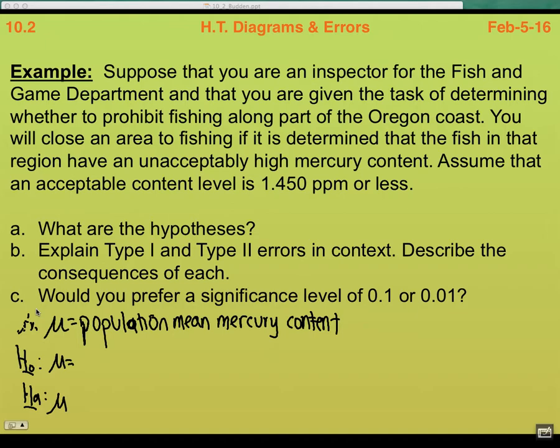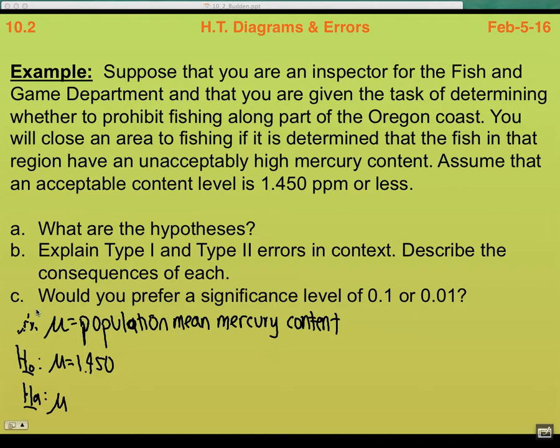So the null should be the easiest one. It's always going to be a statement of equality. The only number they gave you is 1.45. So you're going to assume that the null is mu is equal to 1.45. What is our alternative then? It's a greater than. Greater than. Okay, so what are we looking for?